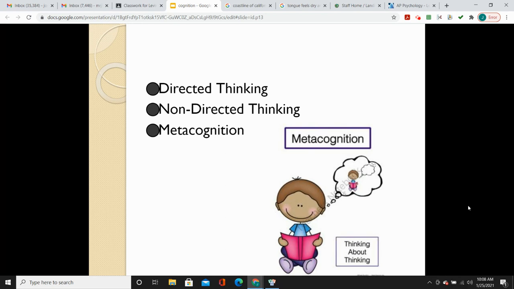And finally, we have metacognition. And metacognition is thinking about thinking. So if you have to think about how to give instructions to someone, we know instructions are a form of directed thinking. And so thinking about how to give those instructions would be a form of directed thinking.